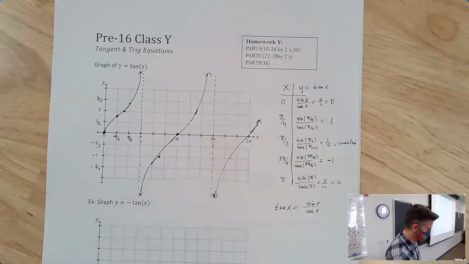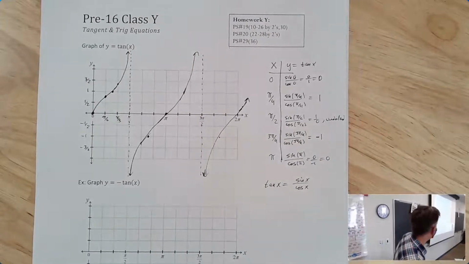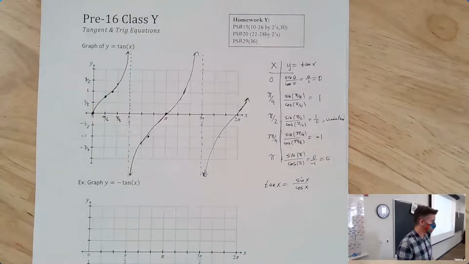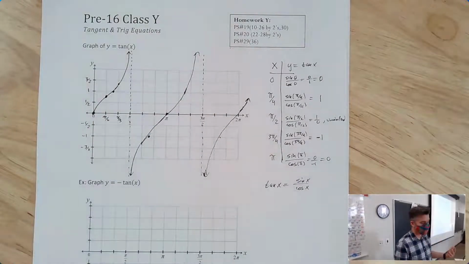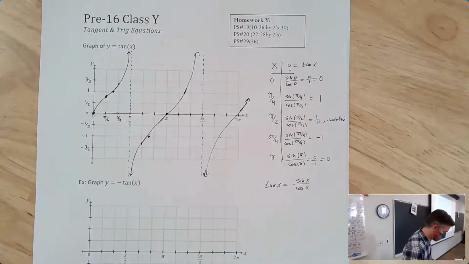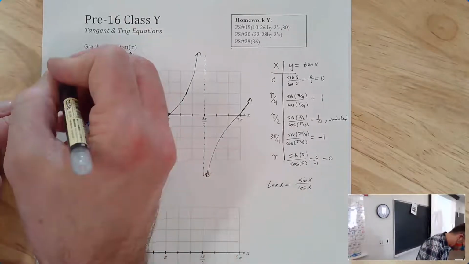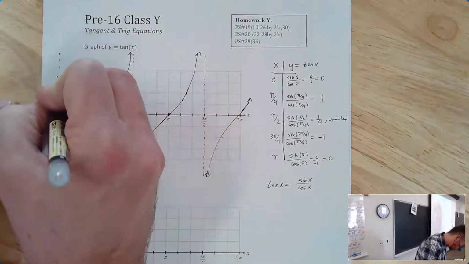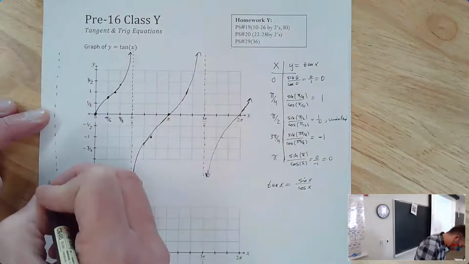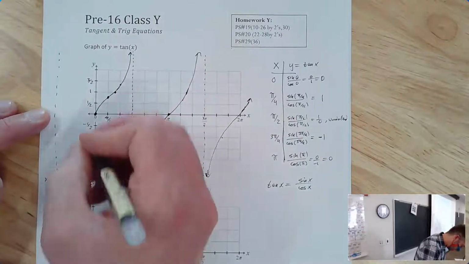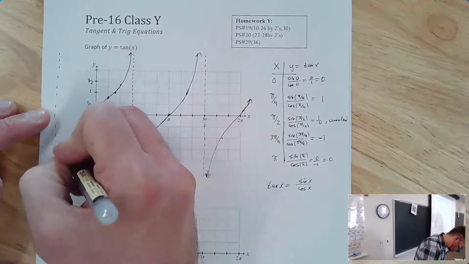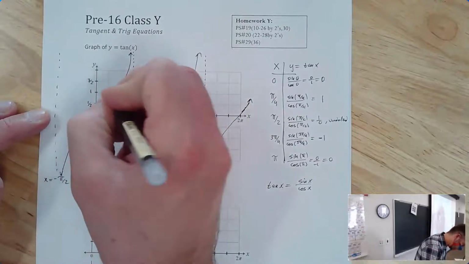Now, if I were drawing one period of tangent, I would not pick any of this actually. I would pick the section that starts over here at negative pi over 2. So here's my vertical asymptote at x equal to negative pi over 2. And I would draw the graph looking like this. So it goes like that.